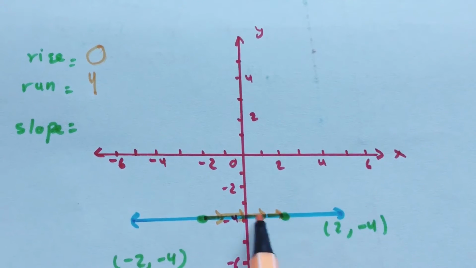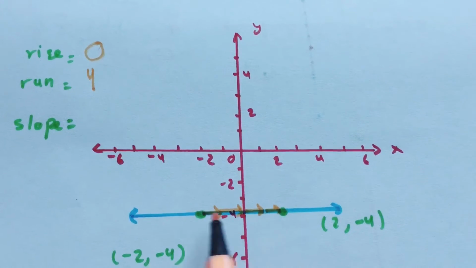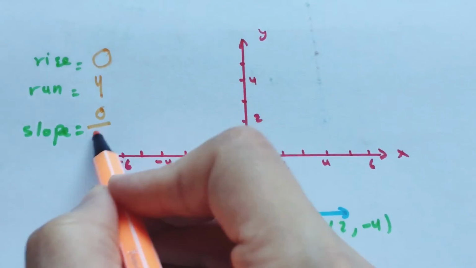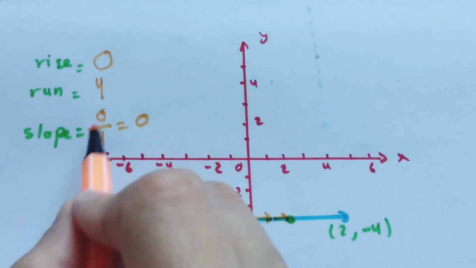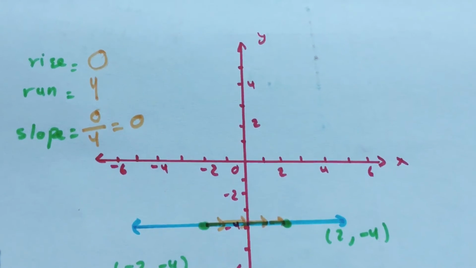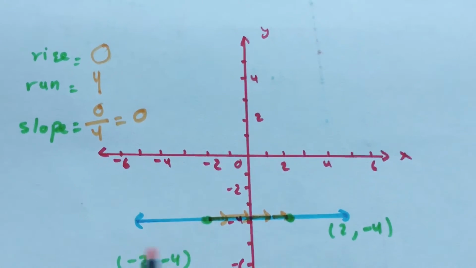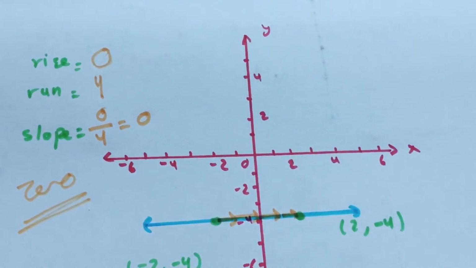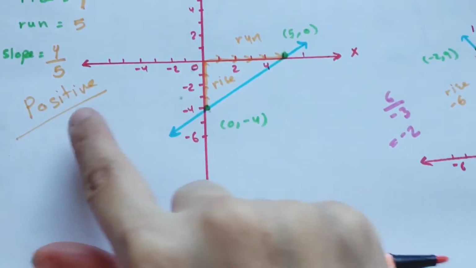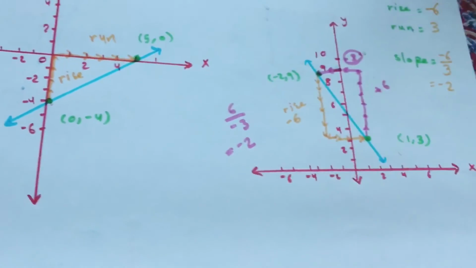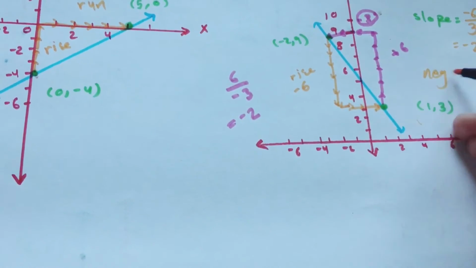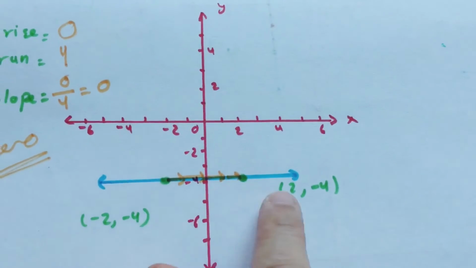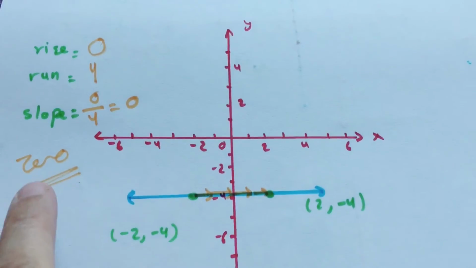Or you can go from this point to this point and it will be negative 4. It will be the same answer because I'm going to put 0 over 4. It will be 0. Even 0 over negative 4 will also be 0. So this is the rule. Whenever the line is horizontal, the slope will be 0. If the line is going up, it will be positive. If the line is going down, it will be negative. If the line is horizontal, it will be 0.